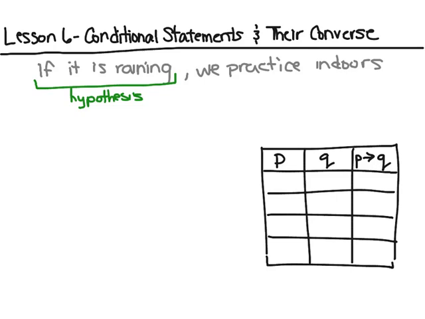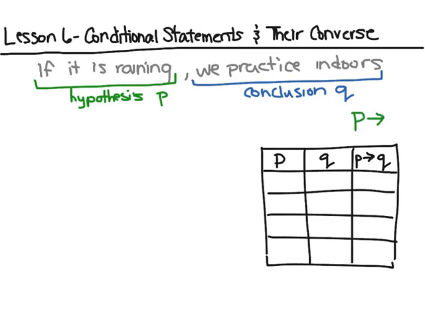The then statement is like the reaction. What happens because of the if? And it is called the conclusion. And we often say if P then Q. So our hypothesis is P and our conclusion is Q. And we write it if P then Q.